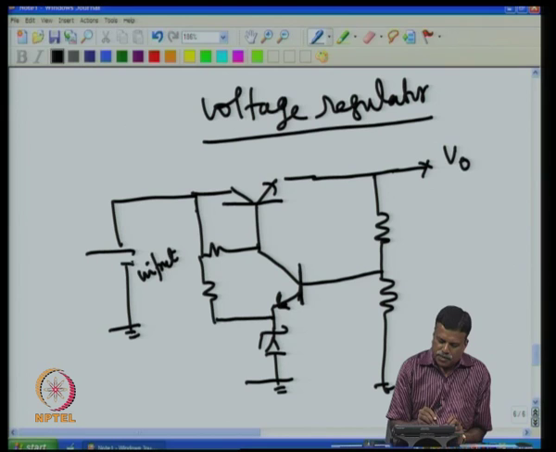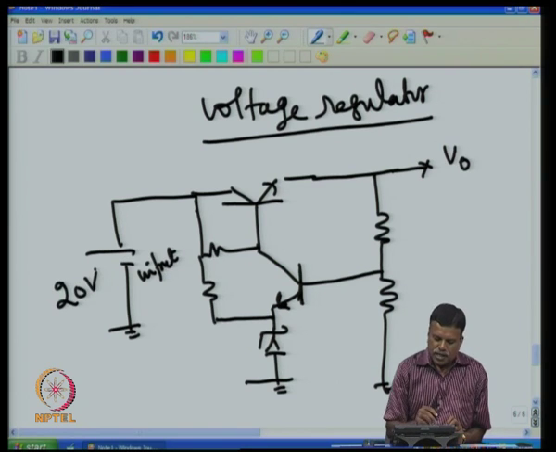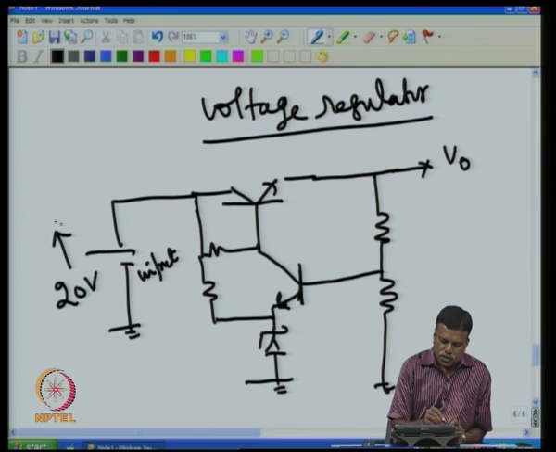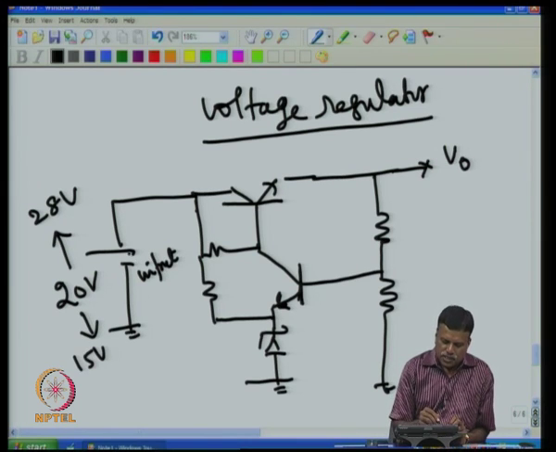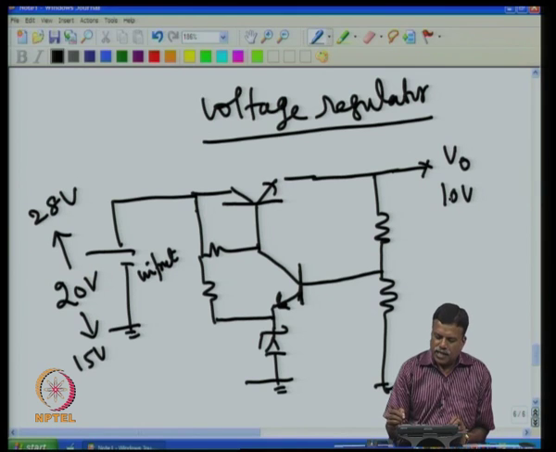For example, assume that this is 20 volt DC, and it is unregulated in the sense that this voltage may be varying, say 20, it may go up to 28, down it may come to 15. So, this voltage can be anywhere from 15 to 28, but what I want here is the output to be a steady 10 volt. That this circuit does.